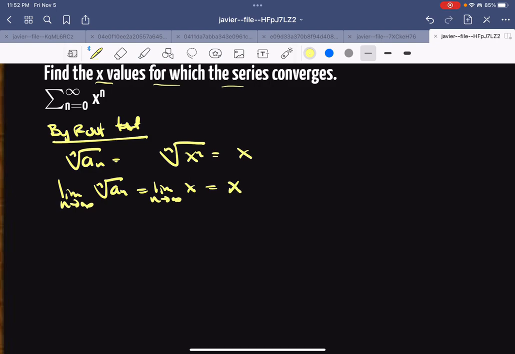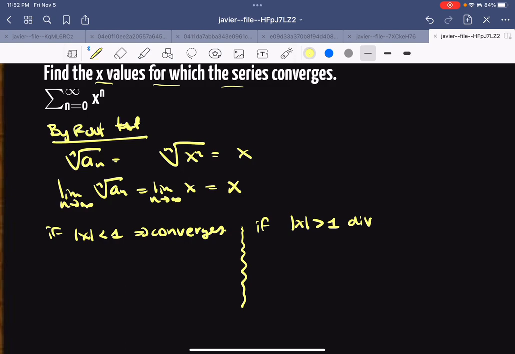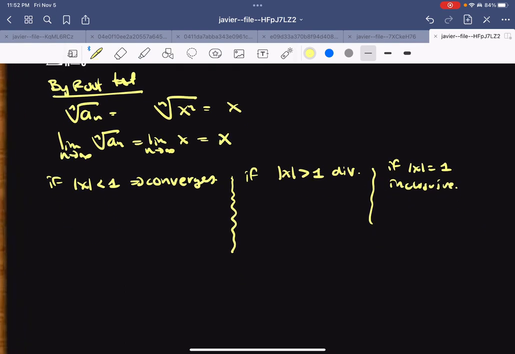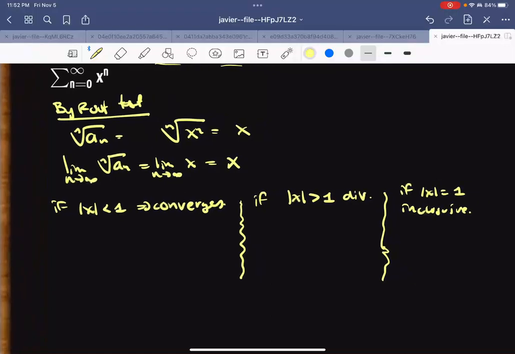And we conclude by the root test that if the absolute value of x is less than 1, we have convergence. This is a separate case: if the absolute value of x is greater than 1, we have divergence. And if the absolute value of x is equal to 1, the test is inconclusive. And so now we have three different cases to worry about.